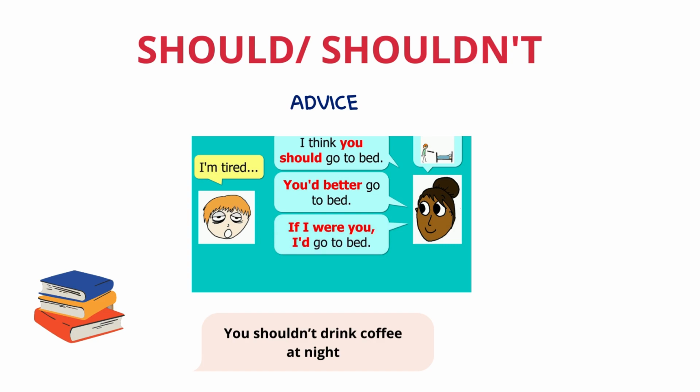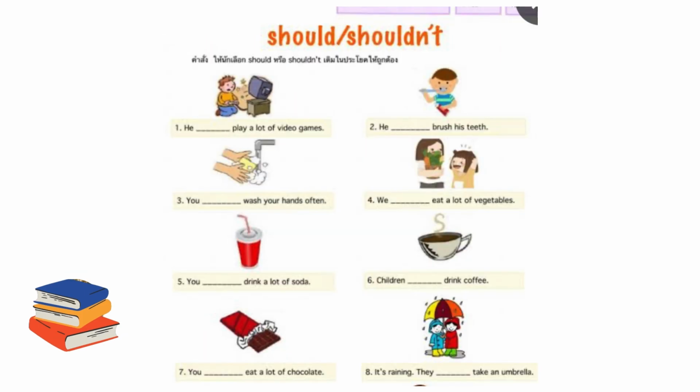It's possible to make a contraction with the modal verb should. You can say you should better go to bed or you'd better go to bed. You can say I should go to bed or I'd go to bed. Another piece of advice, but using shouldn't. You shouldn't drink coffee at night. Let's go to the practice in the next slide. Here an exercise. Complete the sentences using should or shouldn't.